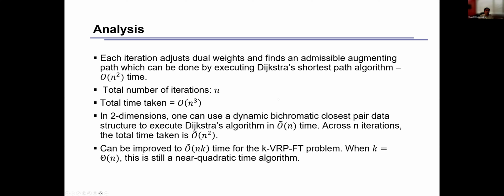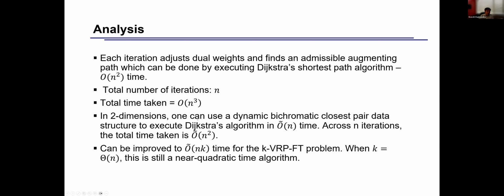So the adjustment of dual weights can basically be reduced to running Dijkstra's shortest path algorithm on a graph where edge weights are replaced with slacks. And so if you're dealing with an arbitrary graph, you can execute Dijkstra's in order n squared time. Once you adjust the dual weights, you find an augmenting path. So you're increasing the matching size by 1. The number of iterations this runs is at most n, because you're trying to look for a perfect matching. And so the total time taken by these algorithms turns out to be about n cubed, right?